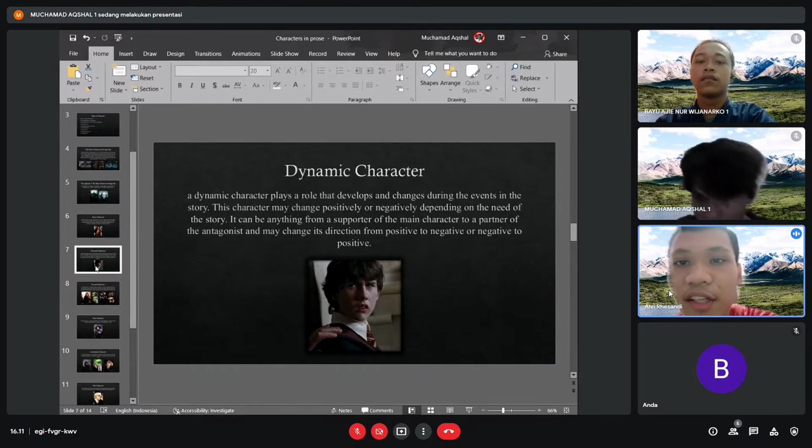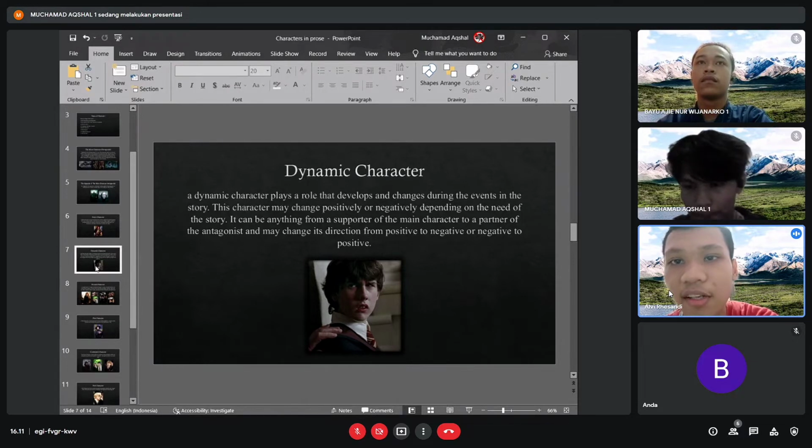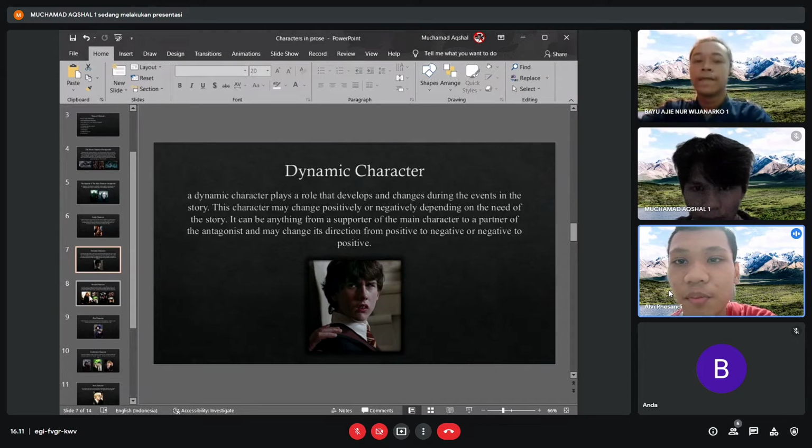And the next one is dynamic character. A dynamic character plays a role that develops and changes during the events in the story. This character may change positively or negatively, depending on the need of the story. It can be anything from a supporter of the main character to a partner of antagonist and may change its direction from positive to negative or negative to positive.